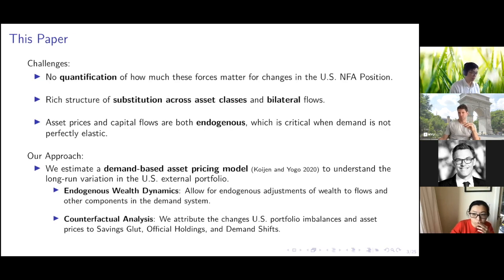We're going to start off by estimating a demand-based asset pricing model, largely based off the work by Koijen and Yogo, and we're going to do so to try to understand long-run variation in US external portfolios. We're going to build on this literature by allowing for endogenous wealth dynamics. In other words, we're going to introduce a way to allow for the endogenous adjustment of wealth to other components of the demand system, so that wealth responds to returns and changes endogenously over time.